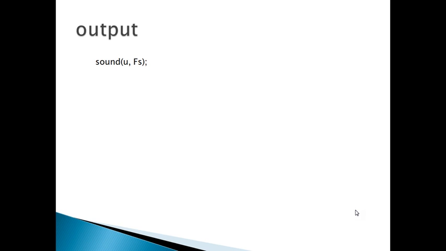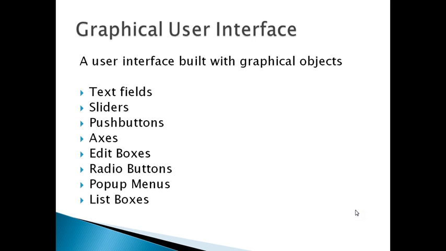Sound function plays a vector of sounds. Sound sends signal in vector Y with sample frequency fs out to the speaker. GUI: a user interface built with graphical objects such as text fields, sliders, push buttons, axes, edit boxes, radio buttons, pop-up menus, list boxes.